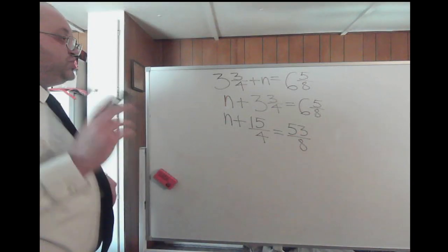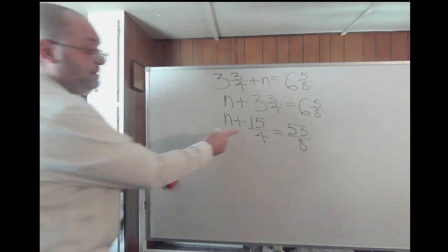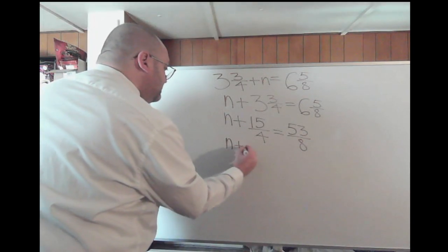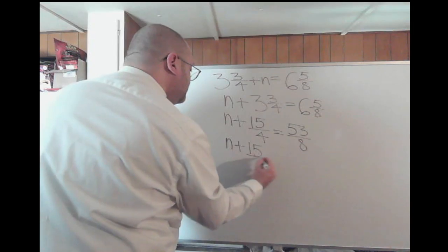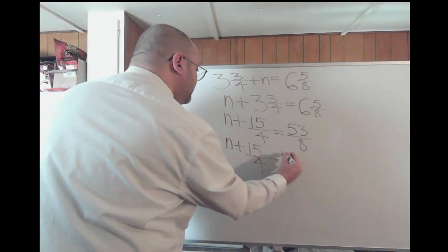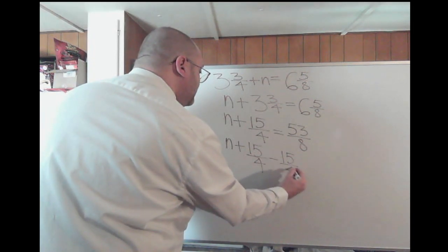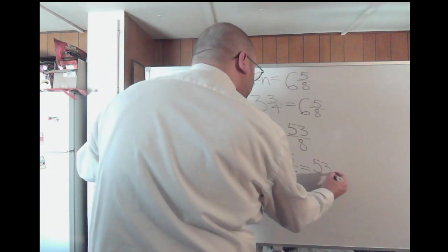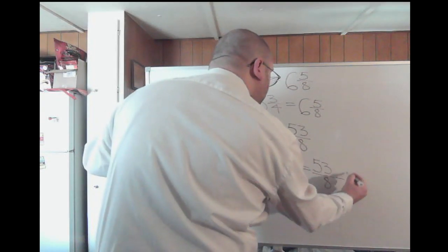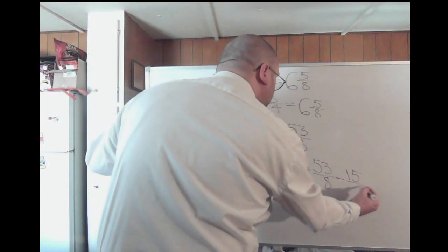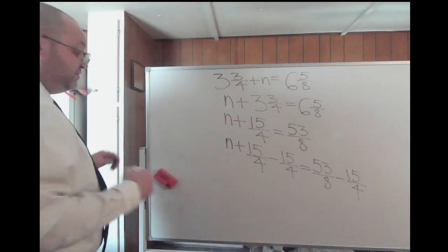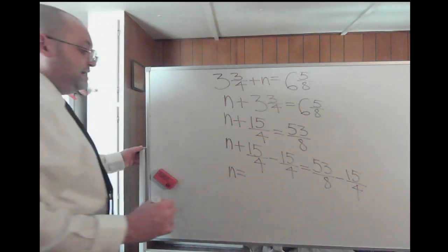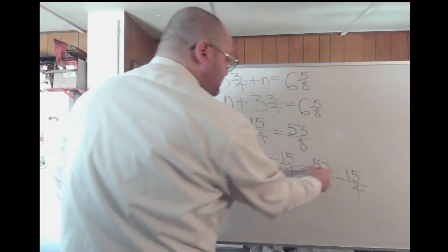Okay, what you have to do now, you want to get n by itself, so you want to subtract 15/4 from both sides. So you'll have n plus 15/4 minus 15/4 is going to be equal to 53/8 minus 15/4. So 15/4 minus 15/4, that's 0. You get n by itself. n is going to equal 53/8 minus 15/4.